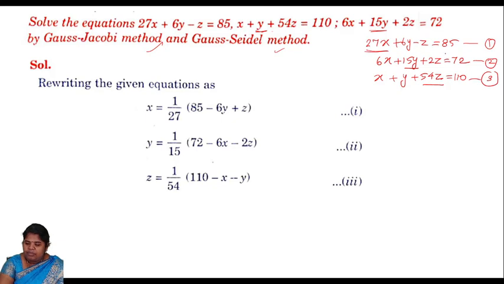Okay. So, from equation 1, we obtain the expression for x. From equation 2, the expression for y. From equation 3, the expression for z. So, these are the expressions for x, y, z. First, we are going to find the solution of these equations by the Gauss-Jacobi method.